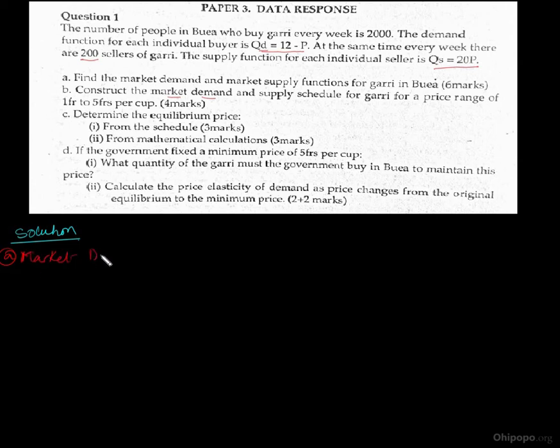Market demand schedule. Please follow me carefully. How many consumers of Gary are in Buea? 2,000 of them. 2,000 people buy Gary, and each buyer buys how many cups of Gary? Each buys 12 minus P cups of Gary. So to get the market demand function, we now proceed.